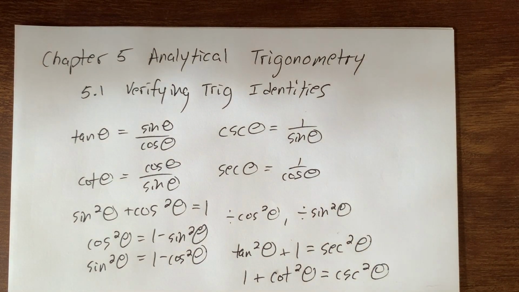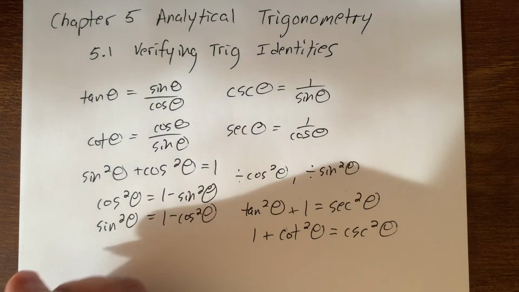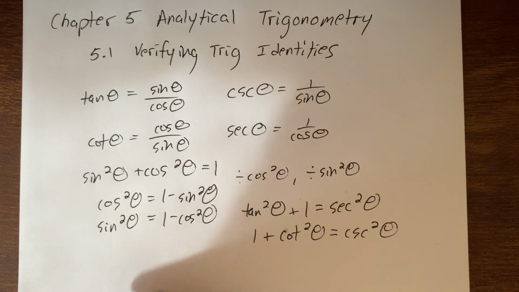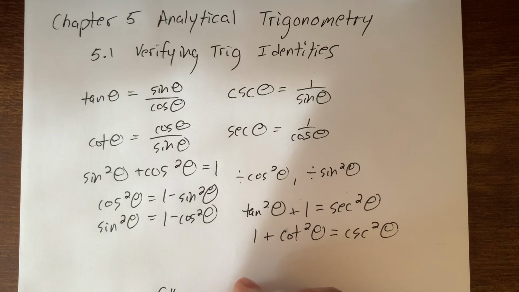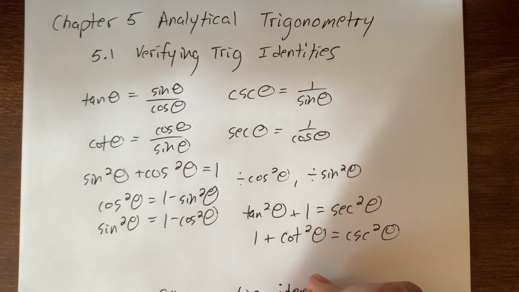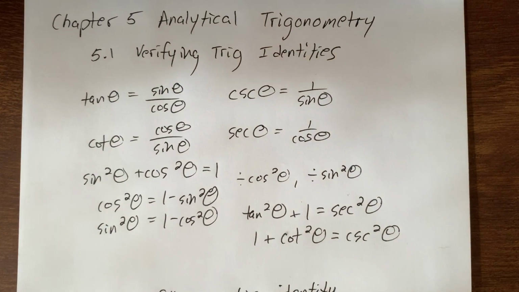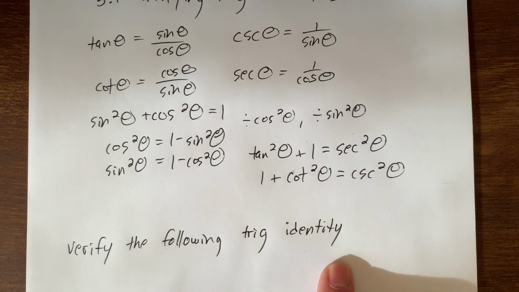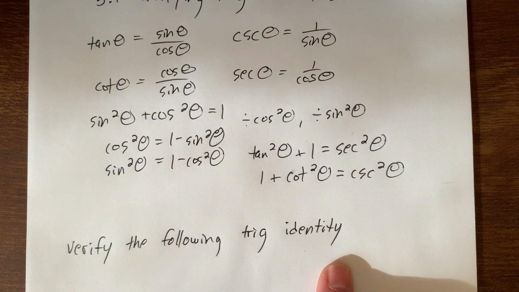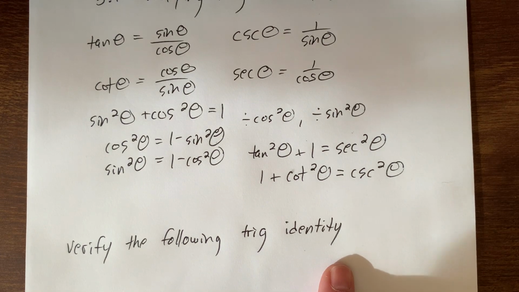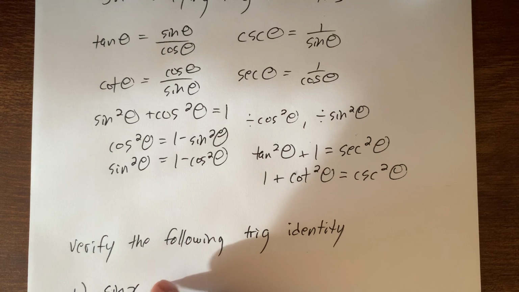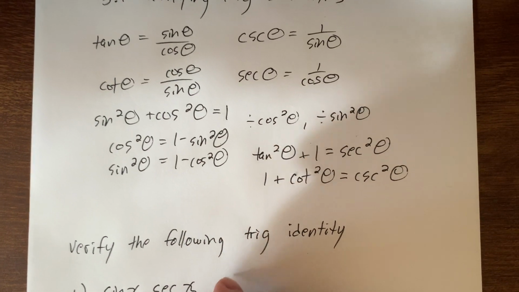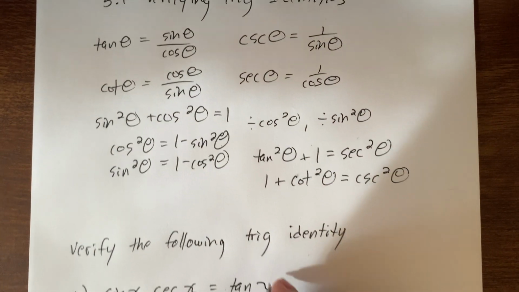So now that we have our full list complete, I'm going to just drop us right into the middle of a problem. I want you to verify the following trig identity. And I'm going to keep these directions for pretty much the rest of this video. Verify the following trig identity. Well, I'm going to start us off with one that's not too bad. We're going to start off with number 1, sine x secant x equals tan x.